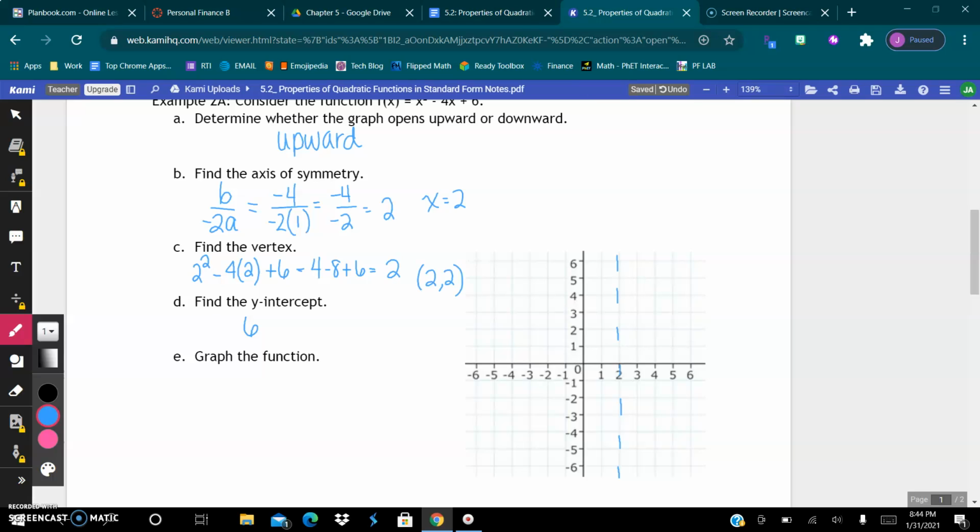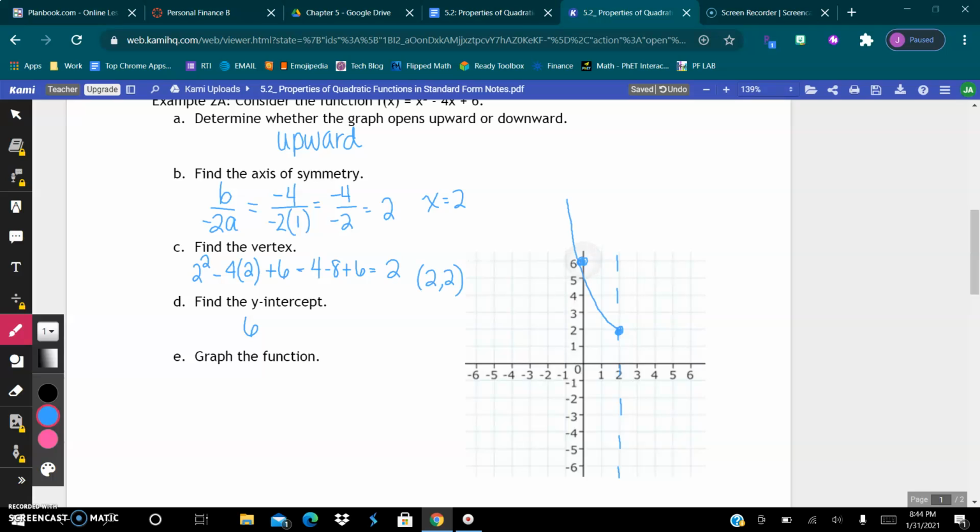And we know the vertex is at 2, 2, so the vertex is going to be here. We know that it opens up, and we also know that the y-intercept is at positive 6. So we can kind of visualize that half of the U of the parabola right now.